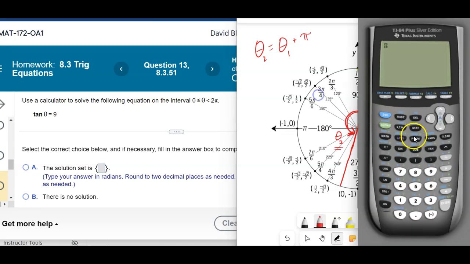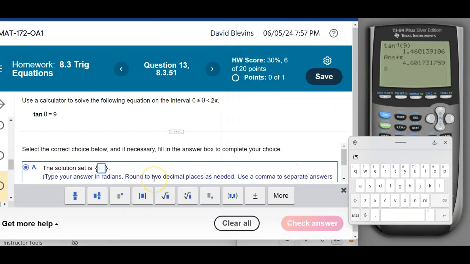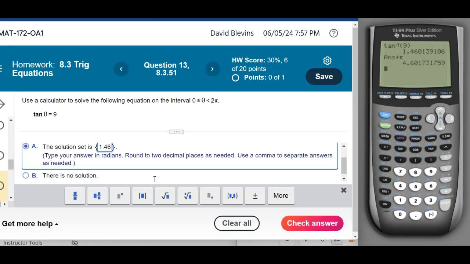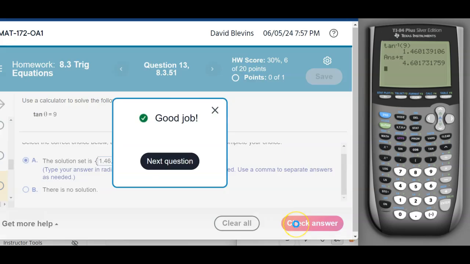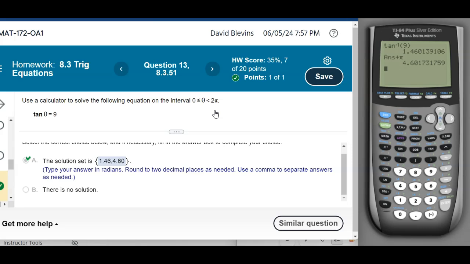So inverse tangent of 9 is the original theta that makes that happen. That is a positive number between 0 and pi over 2. And then to get the second one, I just add pi. So there are my two angles. It wants us to round to 2 places, so that's going to be 1.46, comma, and then the next one 4.60. So there are the 2 places where it happens. It says to use a calculator to do it. We have to understand that that's the way inverse tangent works.